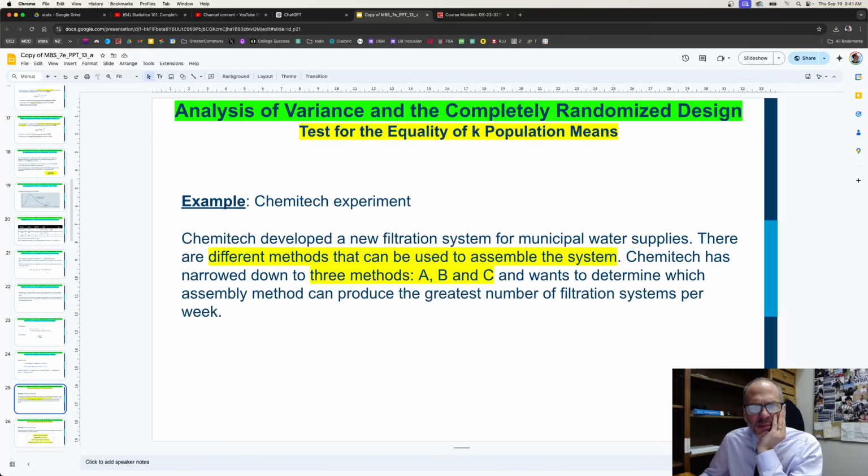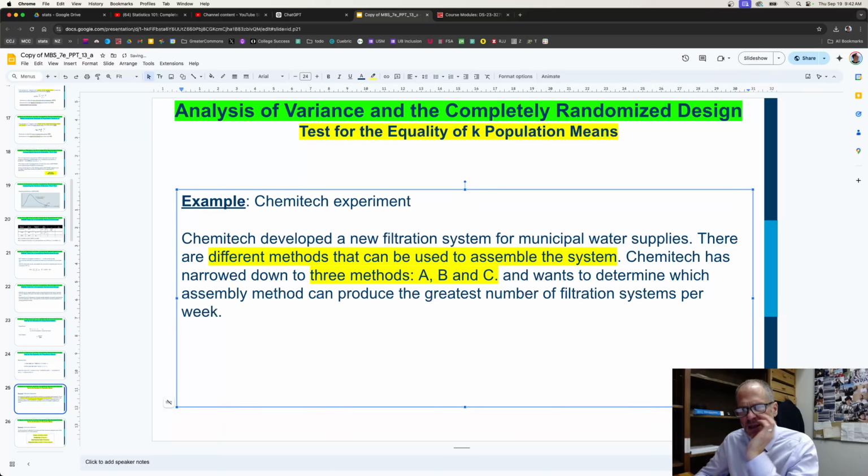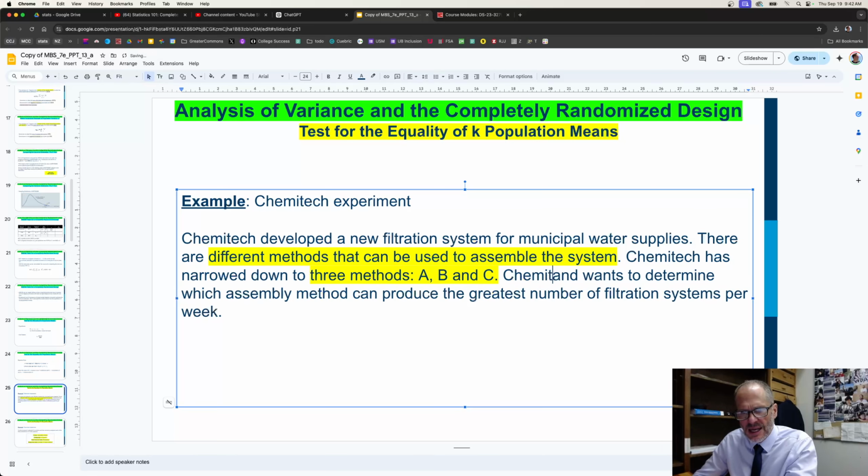Chemitech developed a new filtration system for municipal water supplies. There are different methods that can be used to assemble the system. Chemitech narrowed down to 3 methods, A, B, and C, and wants to determine which assembly method can produce the greatest number of filtration systems per week. So this is again an example of bad English, and Chemitech has narrowed it down to 3 methods, A, B, and C, period. Because it's a colon, the colon should be like, here's the stuff, and it's not the stuff and a whole other sentence. So Chemitech wants to determine which assembly method can produce the greatest number of filtration systems per week. That's going to be our example that we're working towards.